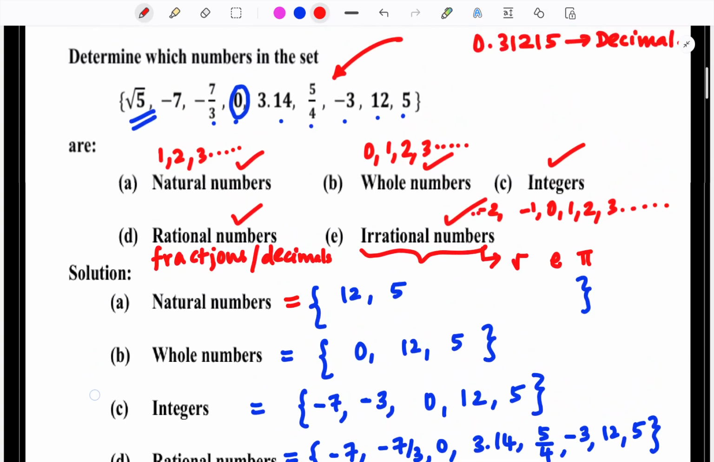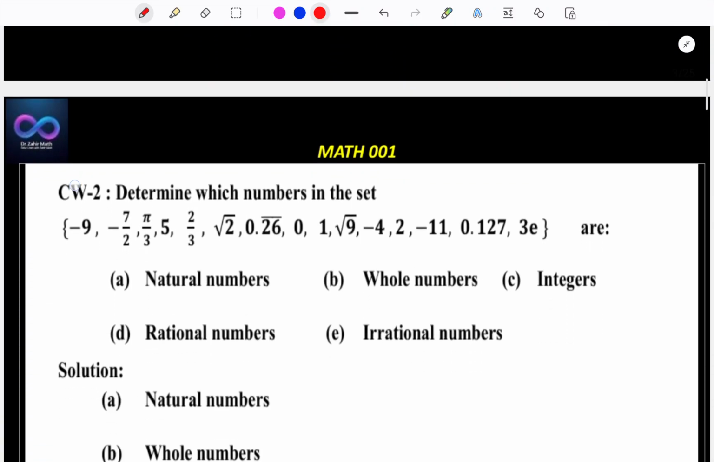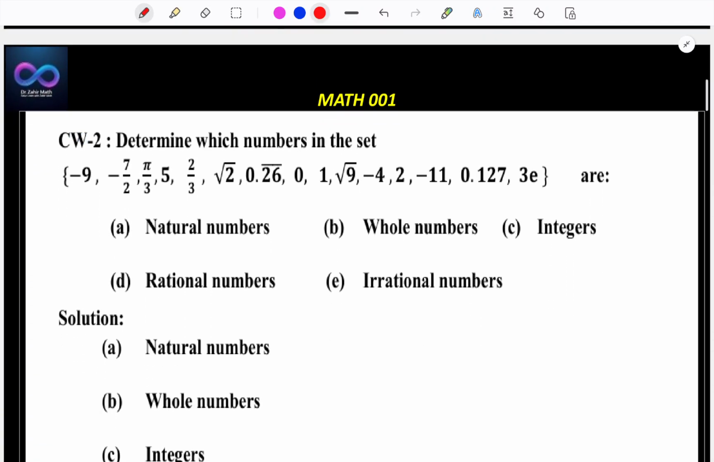Is the first question clear to all of you? Natural numbers, whole numbers, integers, rational numbers and irrational numbers. Right. Let's go to the next question.